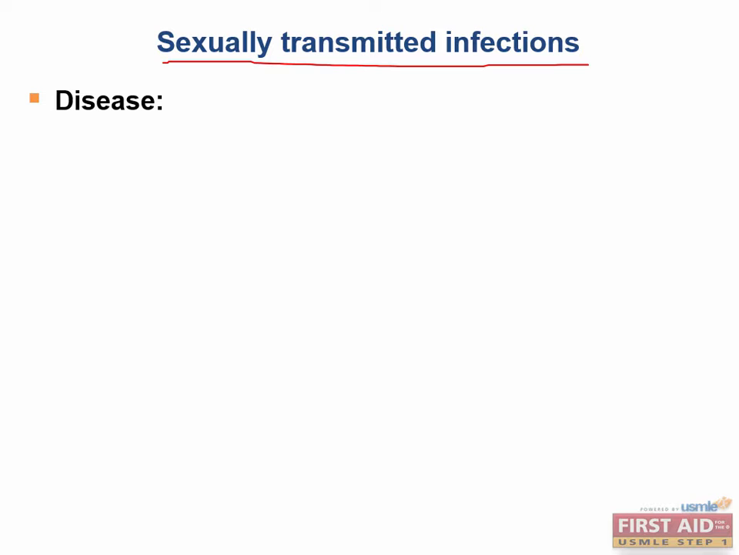We'll start with possibly the most infamous sexually transmitted disease, AIDS, or acquired immune deficiency syndrome. AIDS is caused by infection with human immunodeficiency virus. The virus infects CD4 T cells, leading to impaired cell-mediated immunity. Do you remember the HIV protein that is key for viral entry into cells?